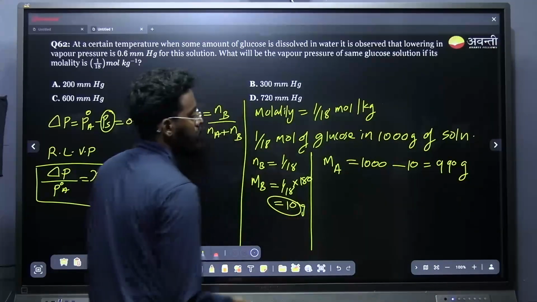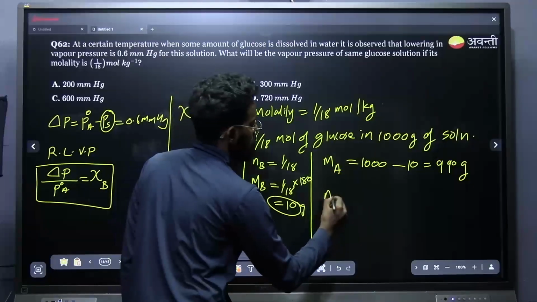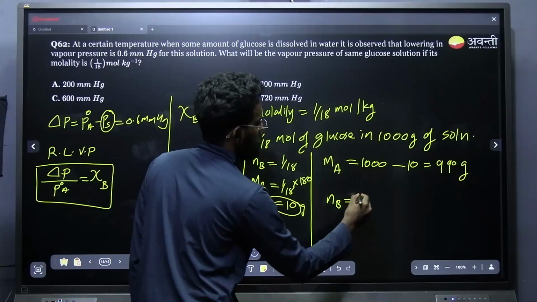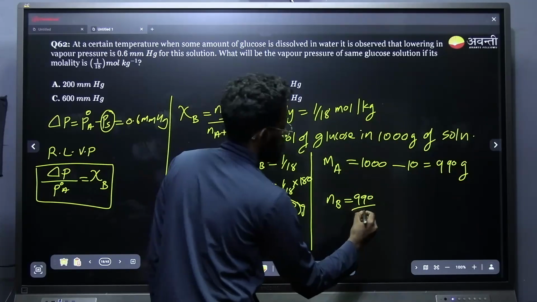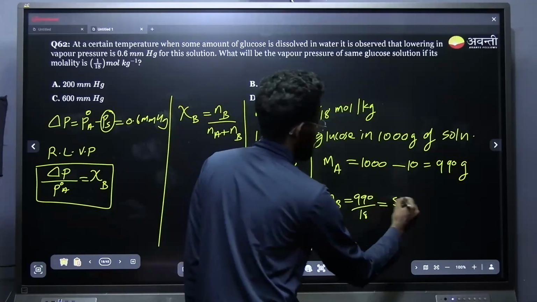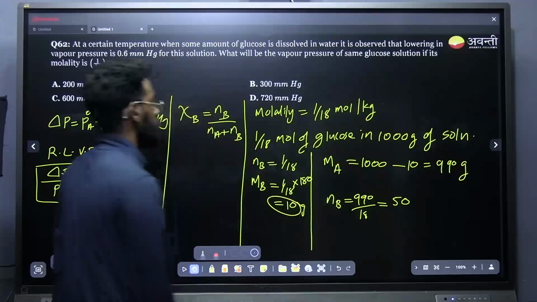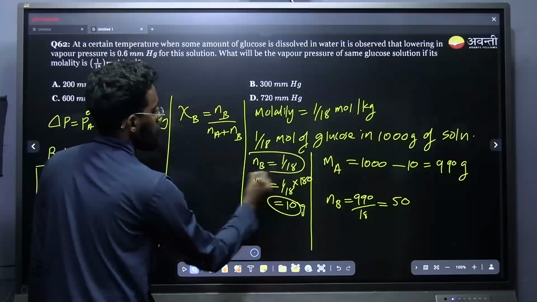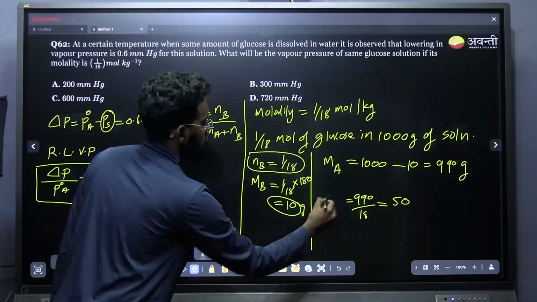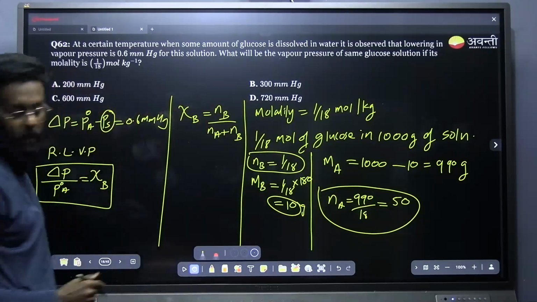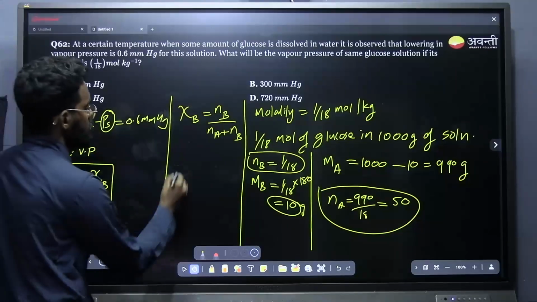If you have the mass of solvent, what is the number of moles of solvent? NA is equal to 990 divided by 18, the molar mass of water, which comes as 55. Here I have got the number of moles of solute and solvent, 1 by 18 and 55. Now I will substitute that over here.